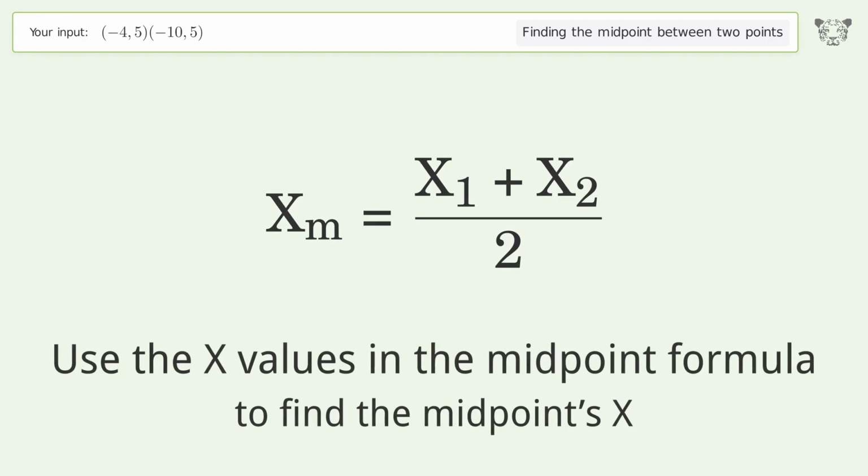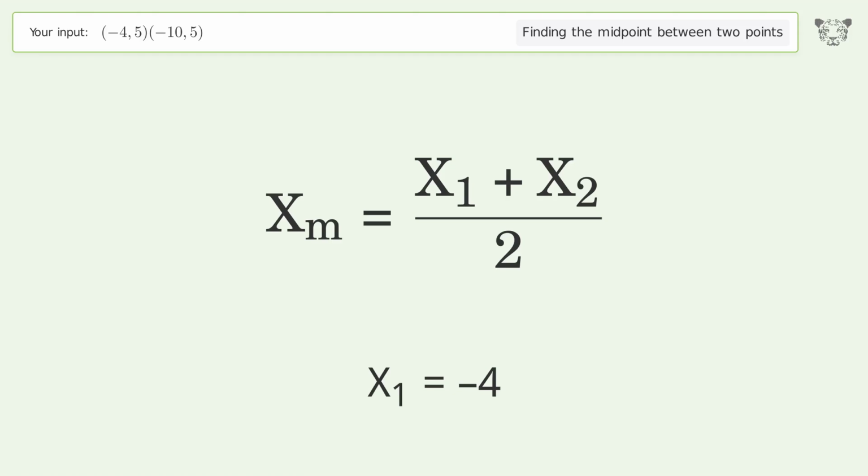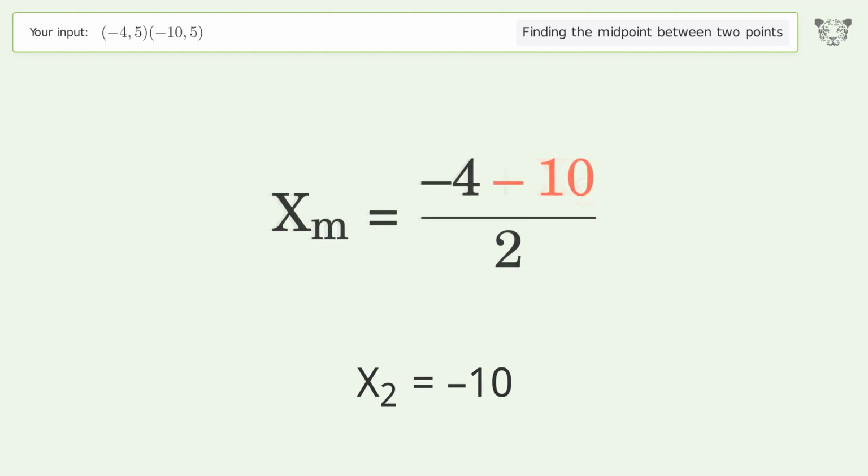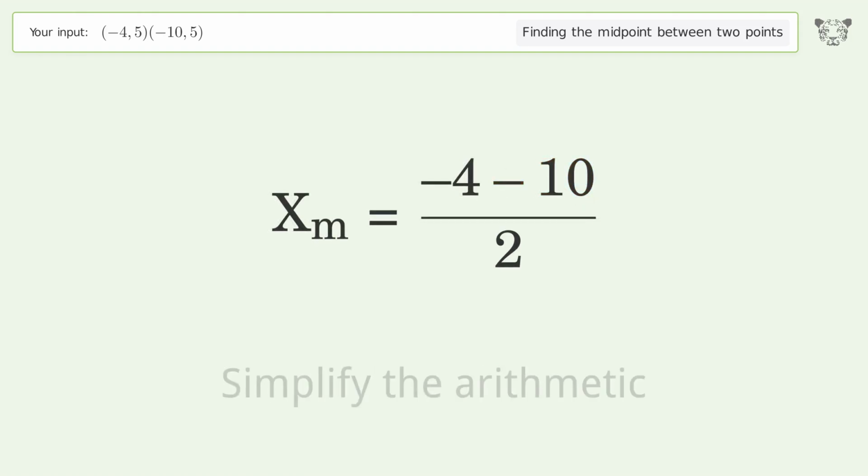Use the x values in the midpoint formula to find the midpoint's x. x1 equals -4. x2 equals -10. Simplify the arithmetic.